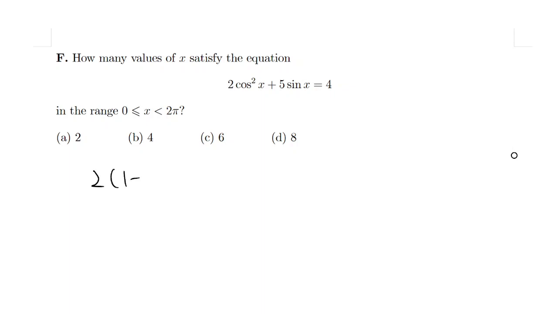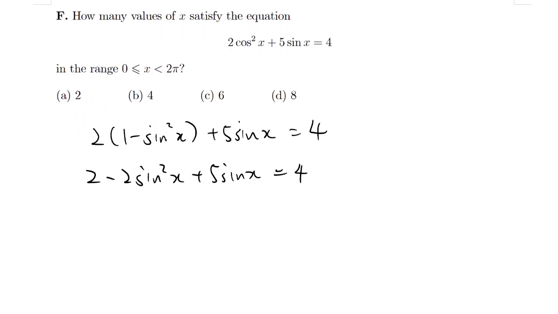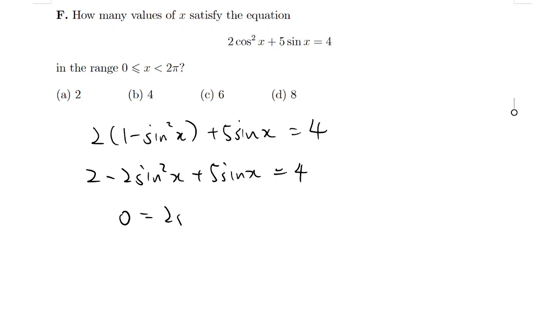So 2 times 1 minus sine squared of x plus 5 sine x equals 4. And I should expand that. So I get this. Fine, so we just rearrange for a quadratic. So let's put everything to the right hand side, shall we? So that gives 2 sine squared x minus 5 sine x plus 2.